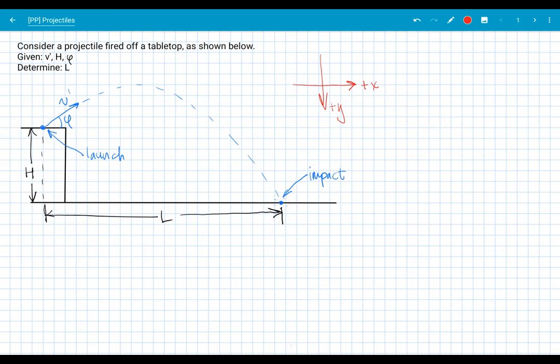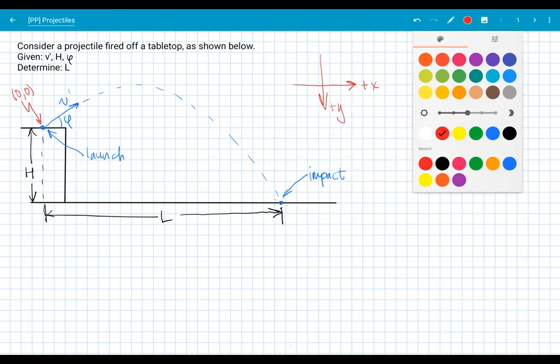I also need an origin. I'm going to go ahead and set my origin right at the launch point, and I'll need to label that origin 0x and 0y. Remember, this is two-dimensional here. So that allows me to get started. Notice what we're given and what we're asked to determine. The first thing I'm going to do here is break up my initial velocity v prime into its x and y components.